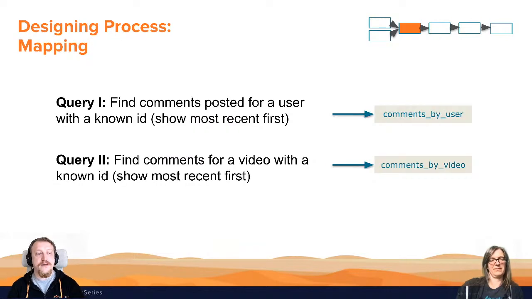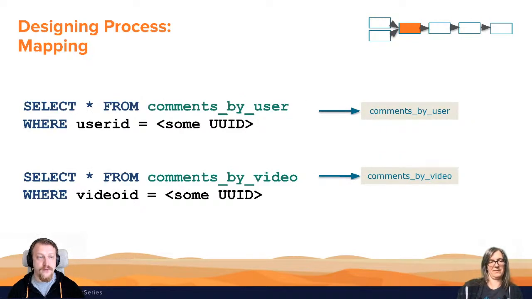So, first query we are starting to think, we are going to find comments posted for a user with a known ID, most recent first. And we think of the comments by user. And the second one will be find comments for a video with a known ID, most recent first. And we already start to think of comments by video, mapping those 2 fields together. So conceptual data model and application workflow.